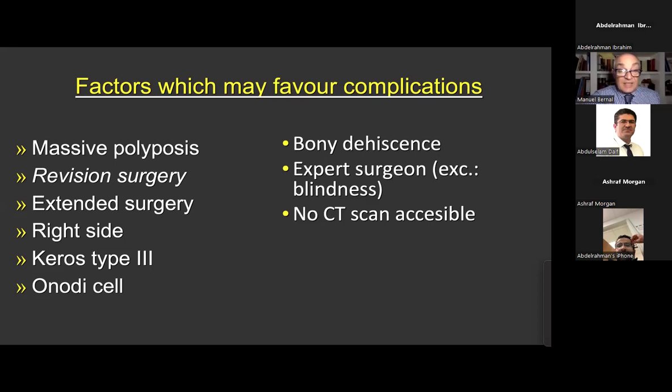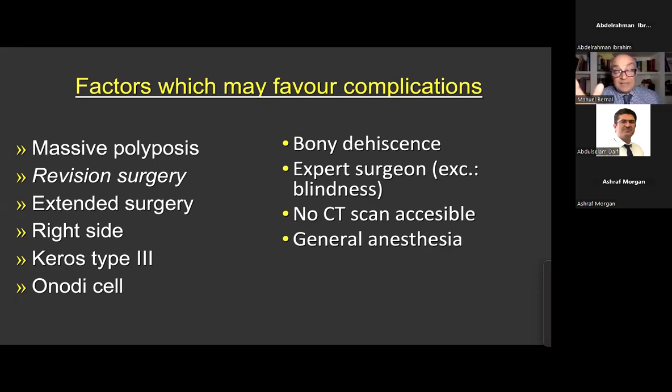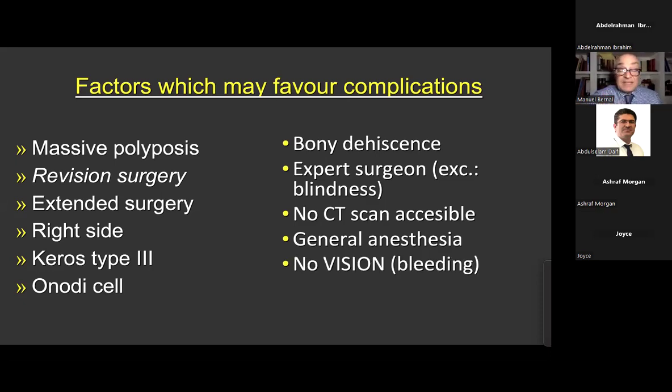When we started, there was no CT scan accessible, and that, of course, increased the risks. General anesthesia, because patients are unable to complain, they have no pain, they cannot tell you, wait a minute, I'm having pain right now, the periorbita or the dura would be painful. And then in cases where the operating field is bleeding a lot, there have been a lot of studies regarding the increased bleeding reducing the recognition of landmarks, and then you are lost.